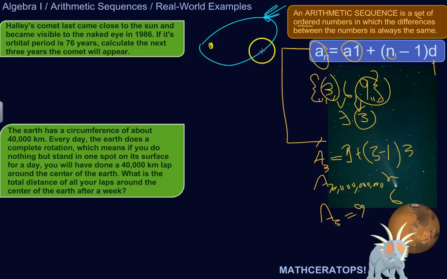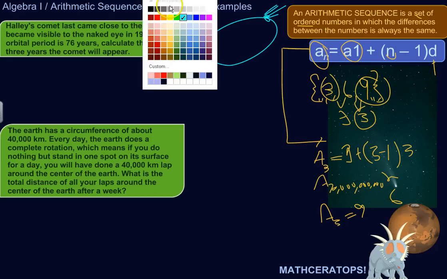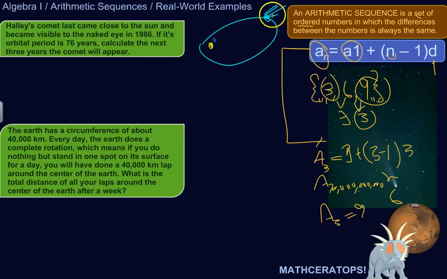It goes really far away, but then every 76 years it comes back again. Let's put the Earth there. So every so often the Earth gets to see Halley's Comet, and that orbital period is 76 years. So it does this every 76 years, roughly. We're going to assume it's exactly 76 years.